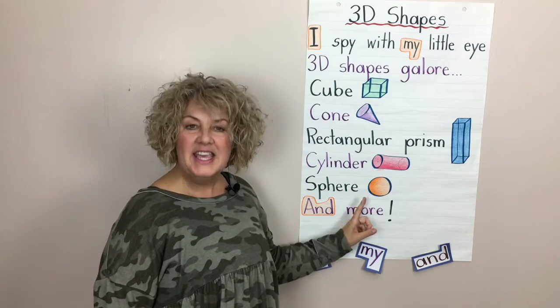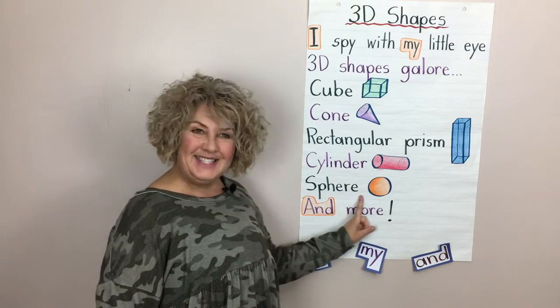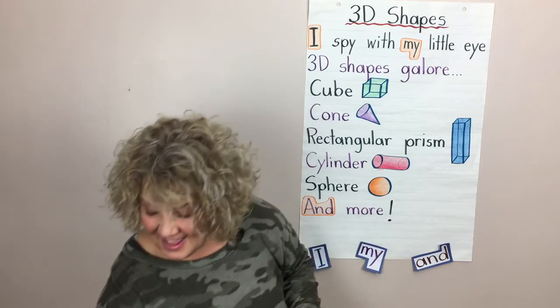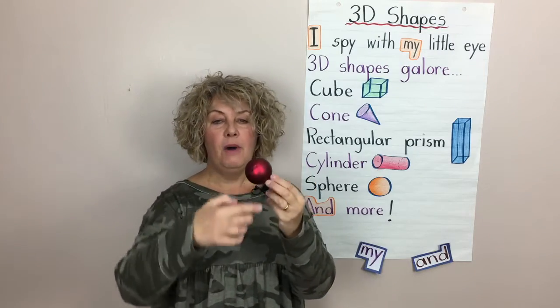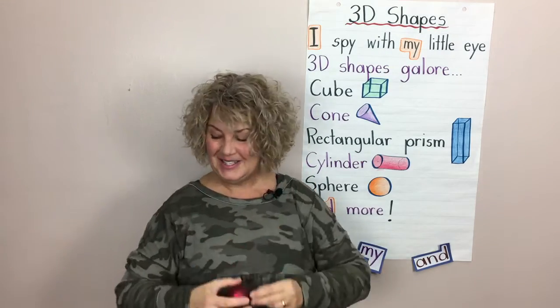And the last 3D shape in this poem is called a sphere. A little bit tricky to say. Sphere. Give it a try. Sphere. I tried to draw a sphere and this is an example of a sphere. Here I took it off my Christmas tree. Right? A sphere is a ball shape. It's round. It's 3D. That's a sphere.